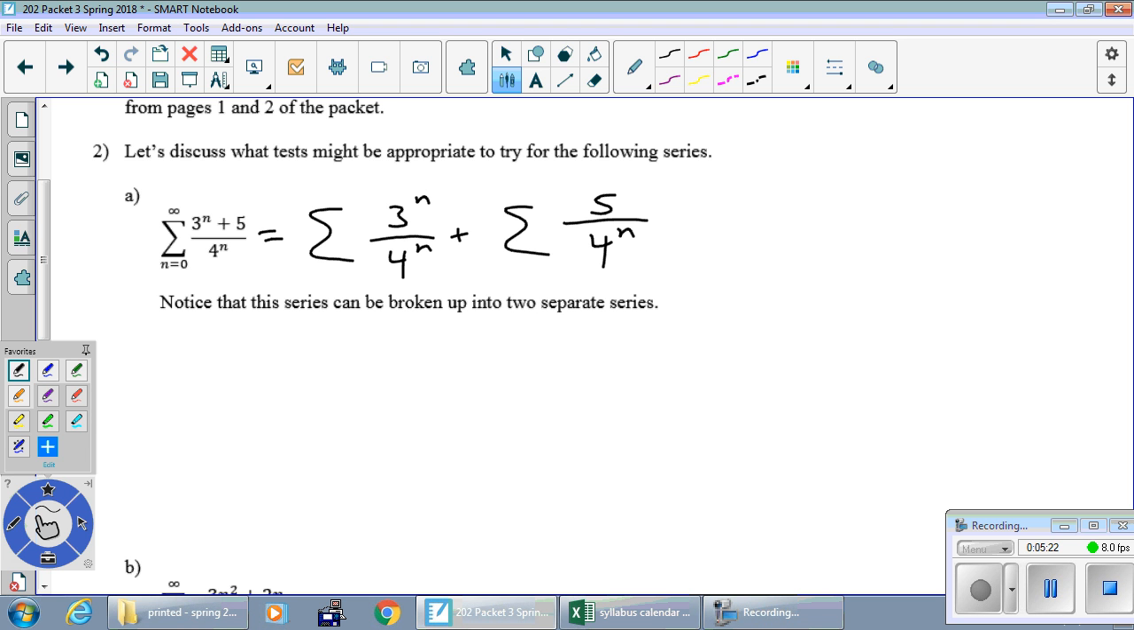And so why is that better? Well, at the very least, we can consider these two series separately, and they're both simpler than the original series. We're going to now start rewriting so that these series look like forms of series that we've seen before. So the first one, for example, is 3 over 4 to the n. And that's a geometric series. The second one is also a geometric series. I'm going to write it as 5 times 1 over 4 to the n.